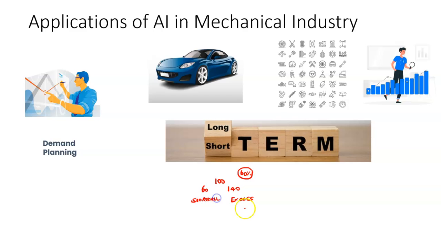Both are not good for the business, because in the case of excess, you need to procure these many parts. You need to plan how you're going to manufacture, how you're going to store, how you're going to transport, how you're going to service. Here you have 40 cars that are lying in your inventory to be sold. Both are not good for the business. Both will impact the business in a negative way.